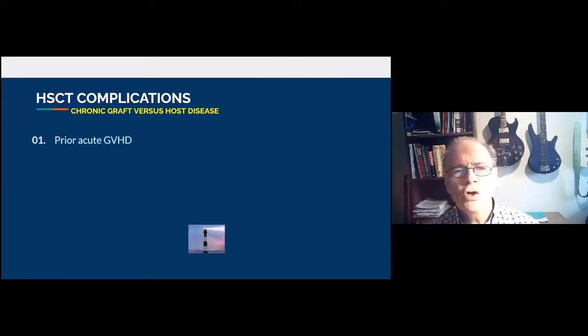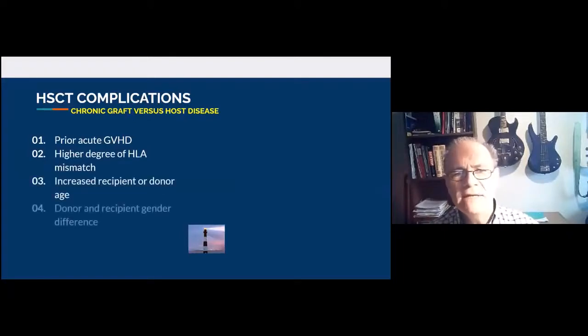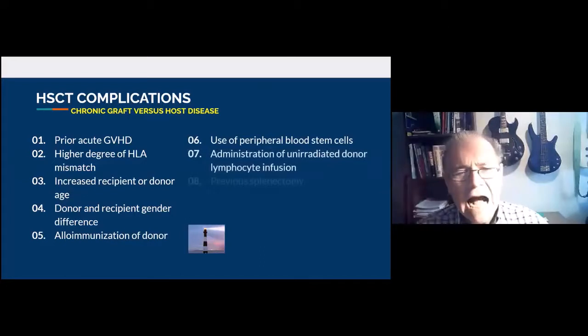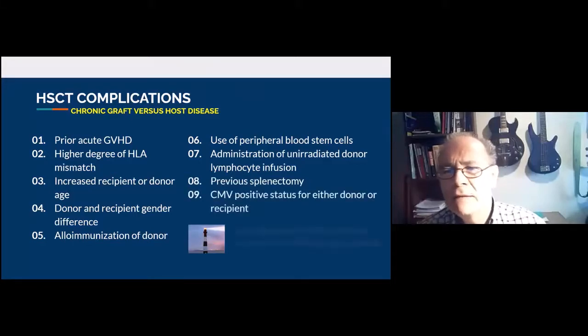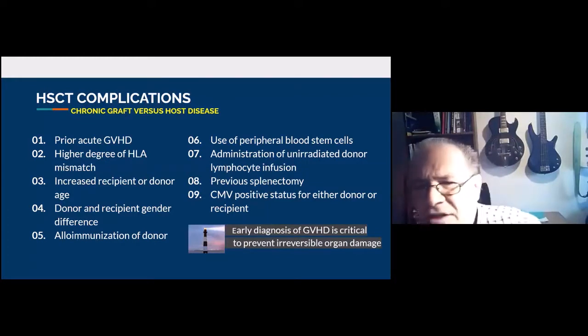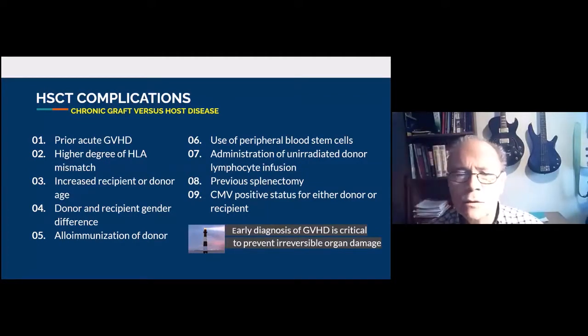For chronic graft-versus-host disease, we have risk factors: prior acute graft-versus-host disease, higher degree of HLA mismatch, increased recipient or donor age, donor and recipient gender difference, especially when the donor is a female and the recipient is male, alloimmunization of the donor, pregnancies or transfusion, use of peripheral blood stem cells in comparison to bone marrow and cord blood, administration of unirradiated lymphocyte infusion, patient with previous splenectomy, and of course, cytomegalovirus positive status for either donor or recipient.